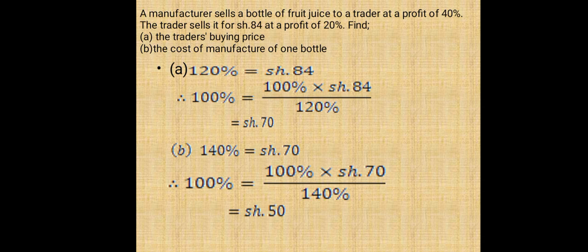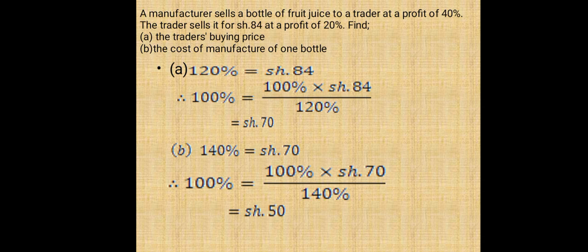Now, if the trader sold at 84 shillings, it means the selling price is 120%. The buying price will be 100%. So if 84 is 120%, 100% will be 100 multiplied by 84 over 120, which is 70. So the trader's buying price is 70 shillings.